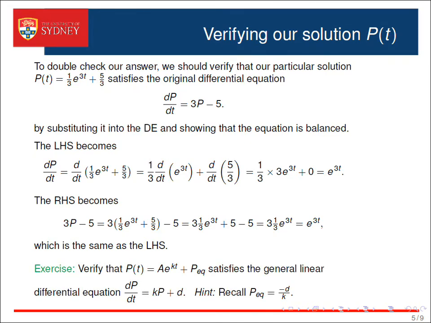Alright, here's a more challenging exercise for you, if you're feeling game. For any first-order linear DE of the form dp dt is equal to kp plus d, verify that the general solution is p of t is equal to a e to the kt plus the constant p equilibrium. As a hint, just substitute the function into the differential equation and remember that the equilibrium is equal to negative d on k.